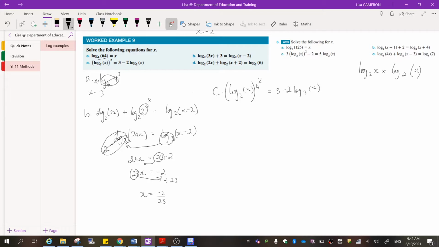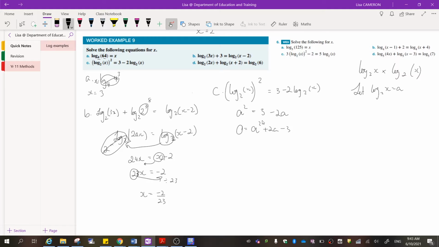Squared. Now, anytime that you see something that's squared in these, you know something funky is going on, and that funky thing is quadratics, because everything turns into quadratics at some point. So I'm going to let log 2x equal a. So this will become a squared is equal to 3 minus 2a. Now it's looking familiar. I'm going to move all of these to this side, which will give me 0 is equal to a squared plus 2a minus 3.